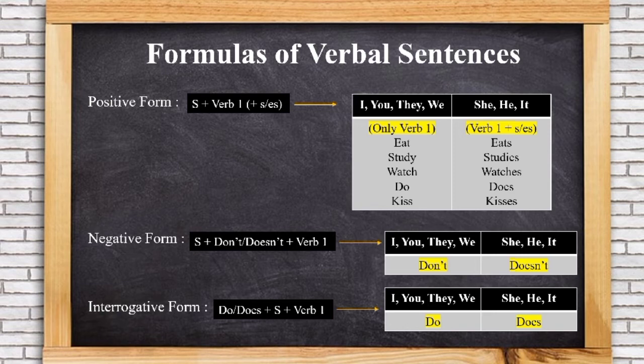The last one is interrogative formula. The interrogative formula is do or does plus subject plus verb 1. If the subject is I, you, they, or we, the interrogative marker that used is do. And if the subject is she, he, or it, the interrogative marker that used is does.